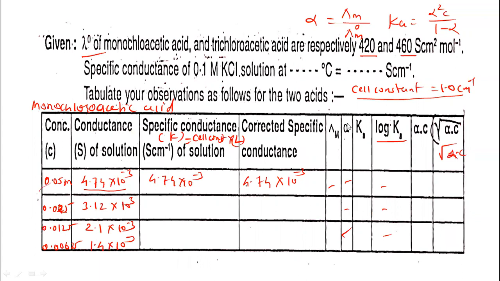Then we can determine alpha using this formula. We can determine this K value. And we can calculate log K against the square root of alpha into C. So this is for monochloroacetic acid.